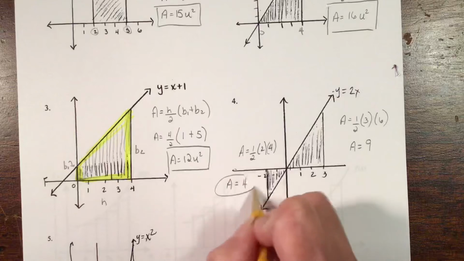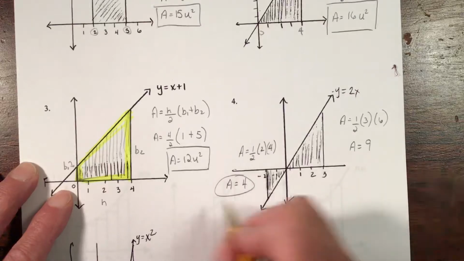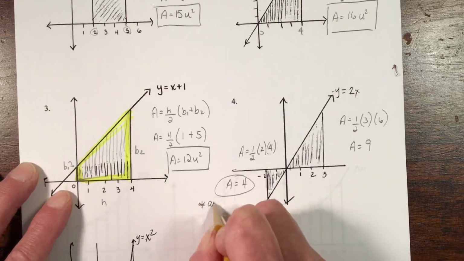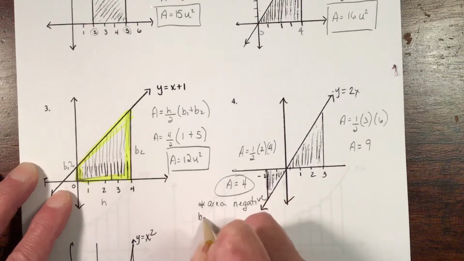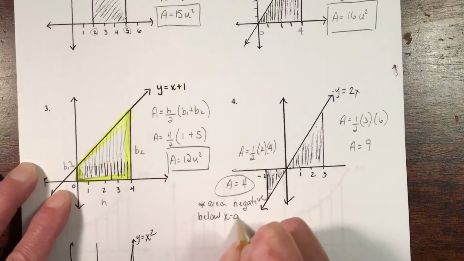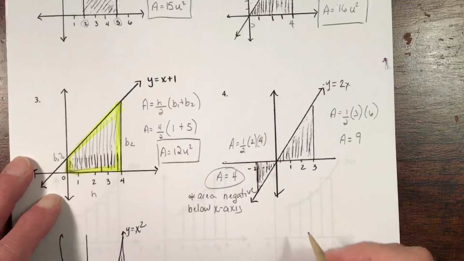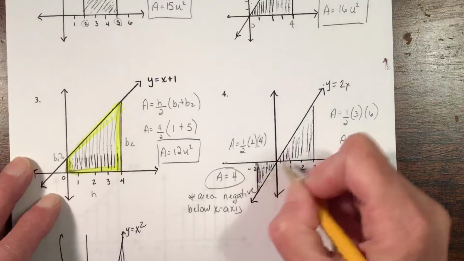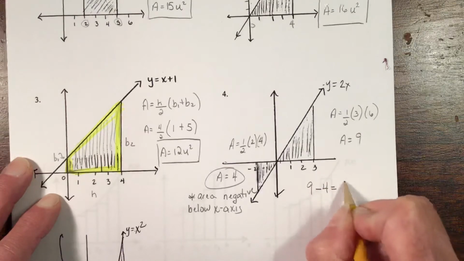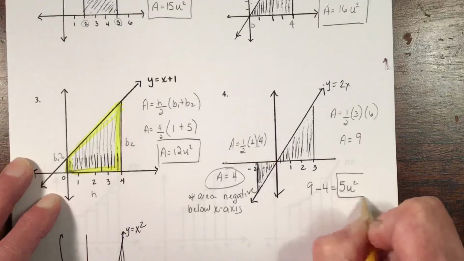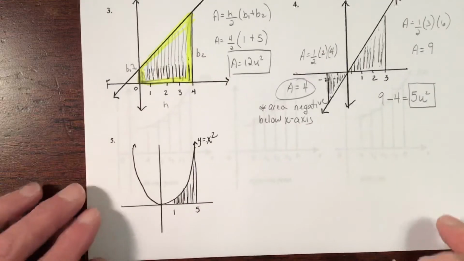Okay. However, we have to start to understand now, I know that you're used to saying that area is always positive. Well, in calculus, area is negative if it's below the x-axis. So this is something kind of new that we have to start to think about. So when we calculate the overall area of this shaded region, we're going to have 9 minus 4. So our overall area is going to be 5 units squared.